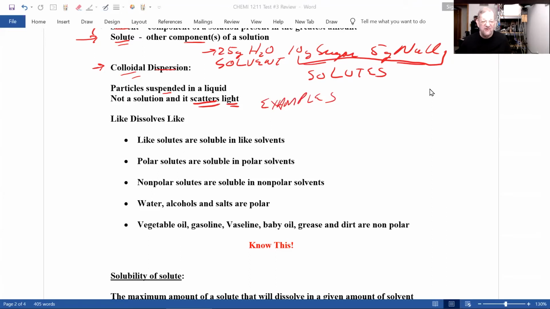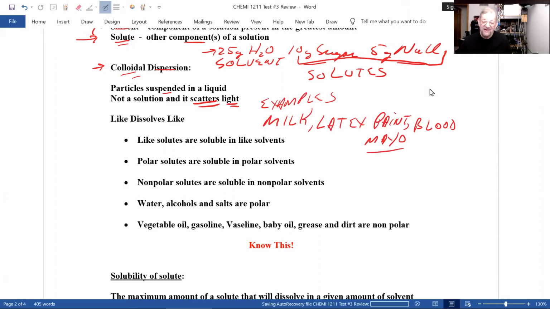All right, what are examples of colloidal dispersion? Well, milk, you should know. Another one is latex paint. Do not try a flashlight thing at home, but your blood is a colloidal dispersion, and so is mayonnaise. I'll just call it mayo. And if you look at it, ketchup is too. So you should know examples, at least one, and what a colloidal dispersion is, and the fact that a colloidal dispersion scatters light.